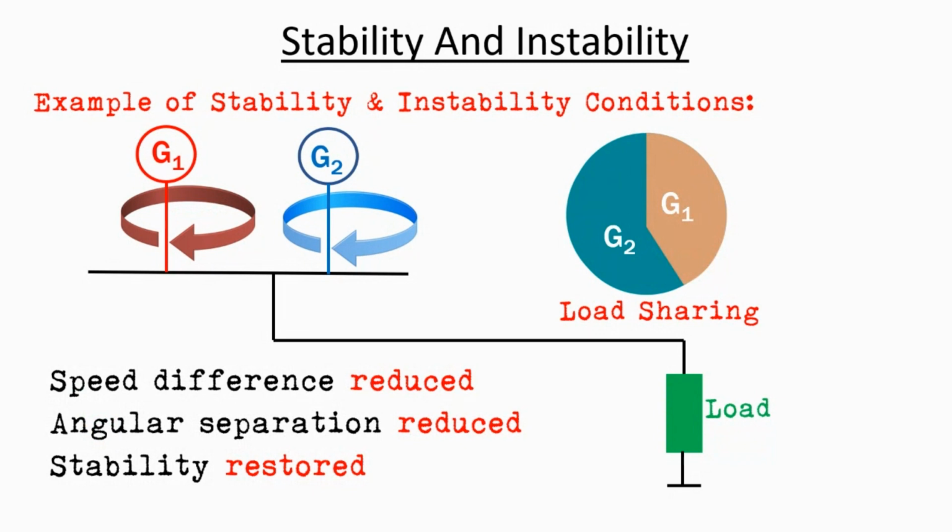This will bring it back to lower speed, so the speed difference between this generator and the other generator will be reduced. The system will regain stability again.